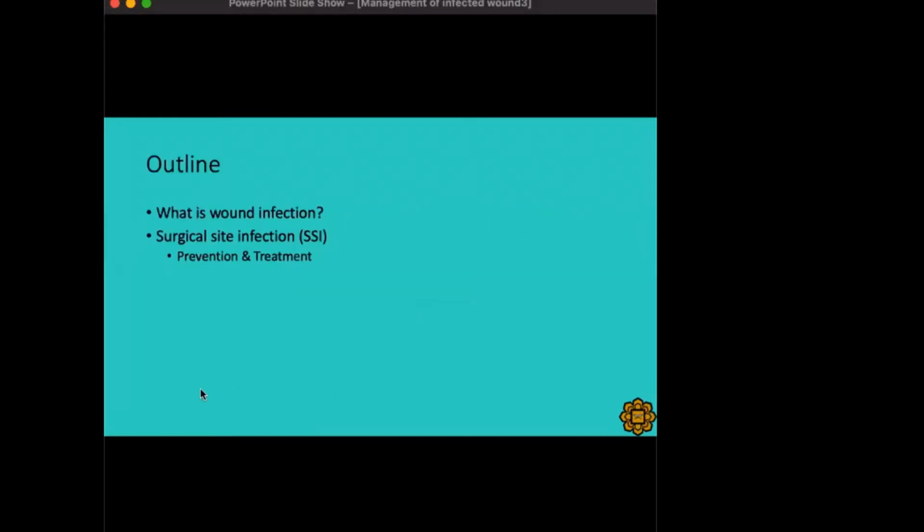All right. So the outline is: what is wound infection, and we're going to talk a bit about surgical site infection, basically the prevention and treatment. So wounds, as you probably know, there are acute wounds and chronic wounds. There are other ways of classifying wounds, but these are the common ones. Acute wounds, for example, laceration, burns, surgical, you name it. And then the common chronic wounds are pressure sores, venous ulcers, and diabetic ulcers.